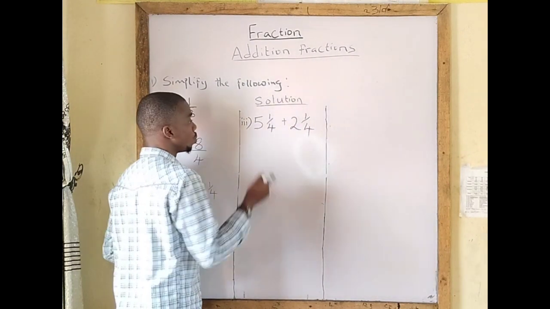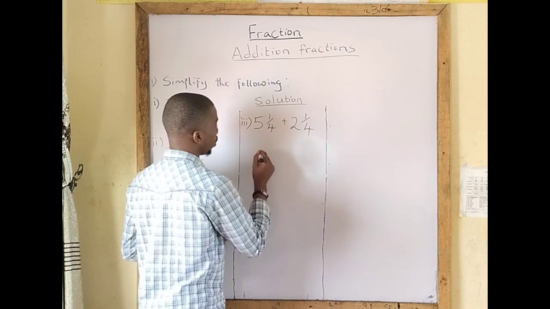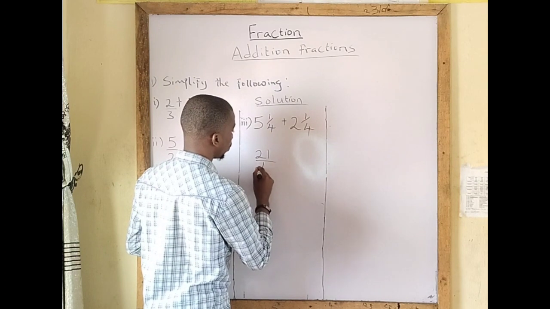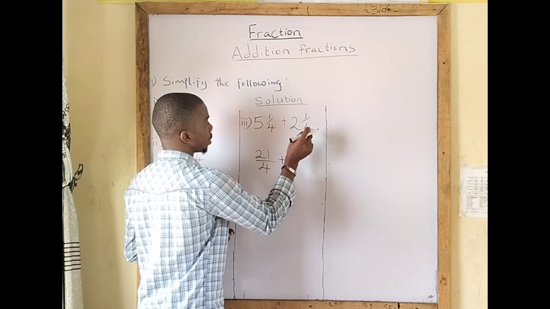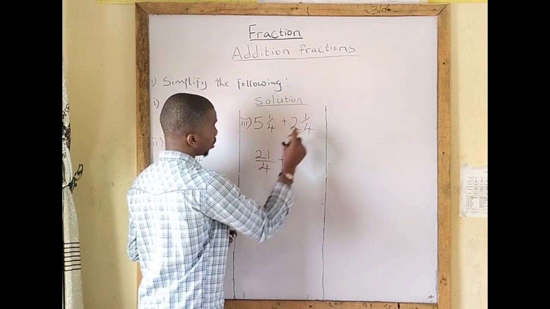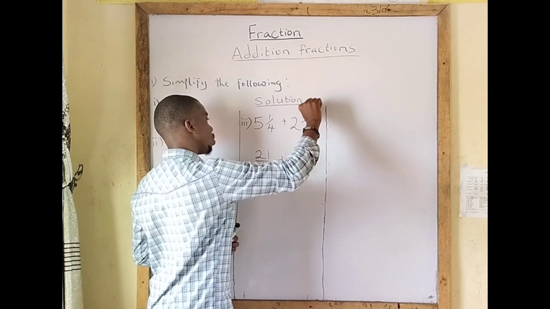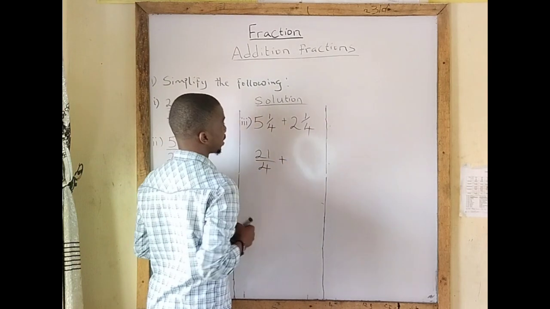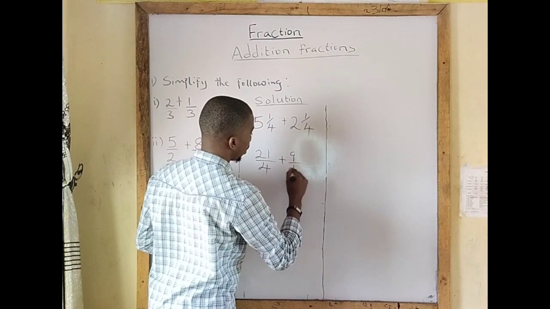All right, so we have 5 times 4 is 20 plus 1 is 21. So we have 21 all over 4. Then 2 times 4, the whole number times the denominator plus 1. 2 times 4, that's 8, plus 1, that's 9. So we have 9 all over 4.